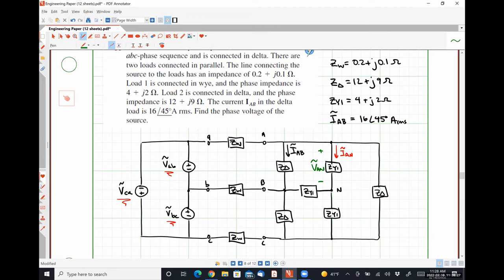So let me ask you guys a question. You draw another voltage. I'll do this one in purple. Do we have enough information to get this voltage VAB? Absolutely. What's the relationship between the line-to-line voltage and a line-to-neutral voltage? We take this guy, divide it by square root of 3, angle 30, and we'd get this guy. We have to.